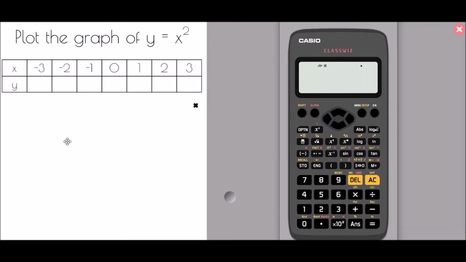So we've been asked to plot the graph of y equals x squared. For this, the first thing that we're going to do is use a table of values. All that means is we've got some values for x that we are going to substitute into the equation in order to get the answer for y.